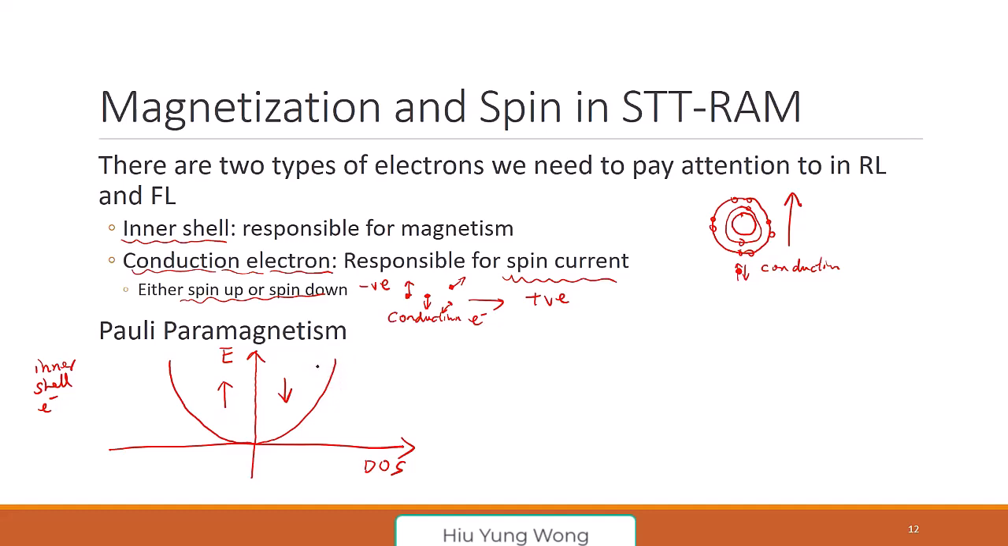But before you try to distinguish them, they are all filled up to the Fermi level, because I don't have any magnetic field. Spinning up or spinning down is the same. They all fill up to the Fermi level. If there's no magnetic field, can you distinguish whether it's spinning up or spinning down? Probably not, right?